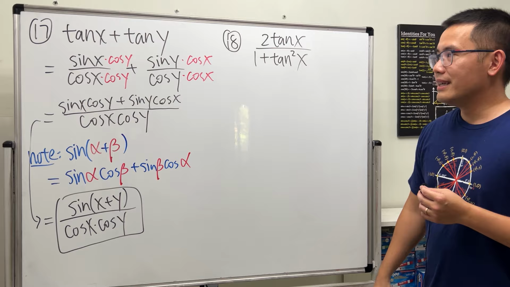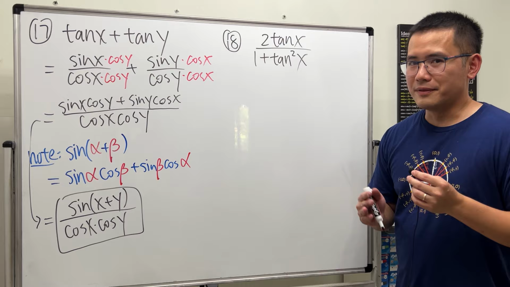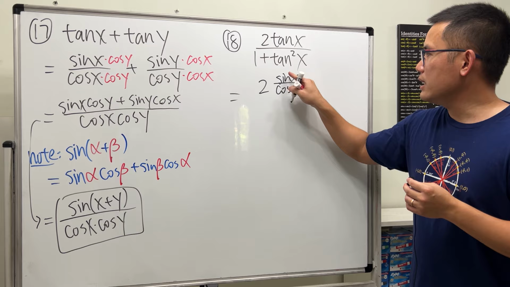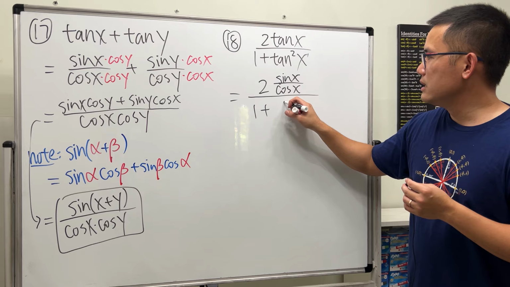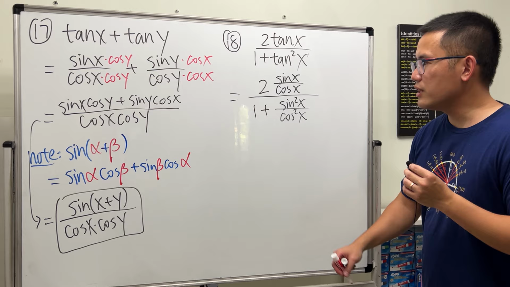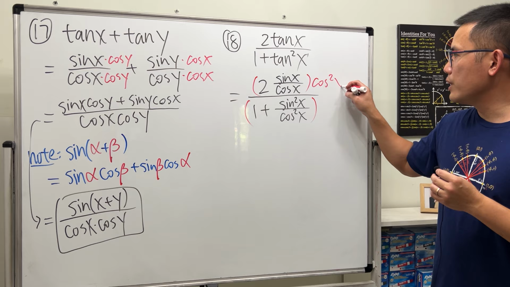Well, let's just do the fundamental. Let's rewrite everything in terms of sine and cosine and see how things go. So on the top, we have 2 tangent x, which is sine x over cosine x. On the bottom, we have 1 plus sine squared x over cosine squared x. And what else can we do? Let's just get rid of the complex fractions. So let's multiply the bottom and the top by cosine squared x here, and then cosine squared here.